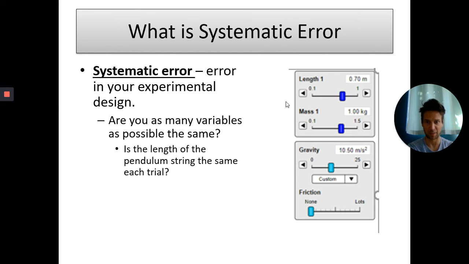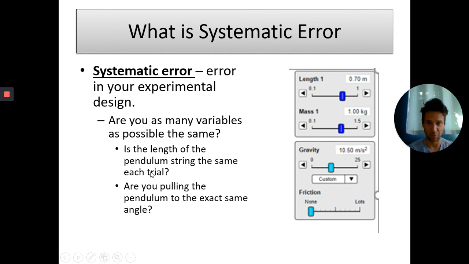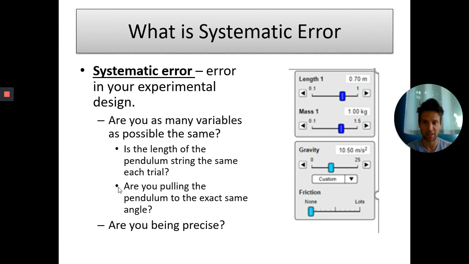You're not keeping the variables the same as possible. Okay, maybe the length of the string isn't the same each trial, okay, or the angle's not the same. Maybe you're not pulling the pendulum to the exact same angle, okay? So you have to be precise. So pause the video and write this down. This is our example of systematic error.